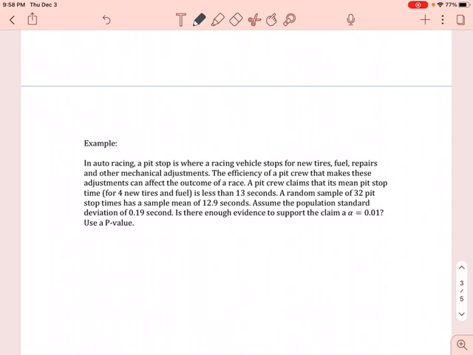A pit crew claims, okay, so I'm going to start highlighting, claims that its mean pit stop time for 4 new tires and fuel is less than 13 seconds. A random sample of 32 stop times has a mean of 12.9. We're going to assume the population standard deviation is 0.19 seconds. Is there enough evidence to support the claim at alpha of 0.01? All right, so there's a lot here, so let's just take it apart.